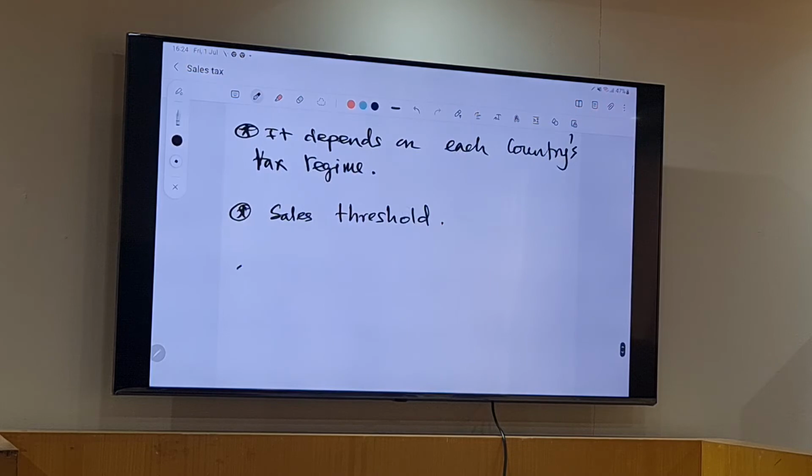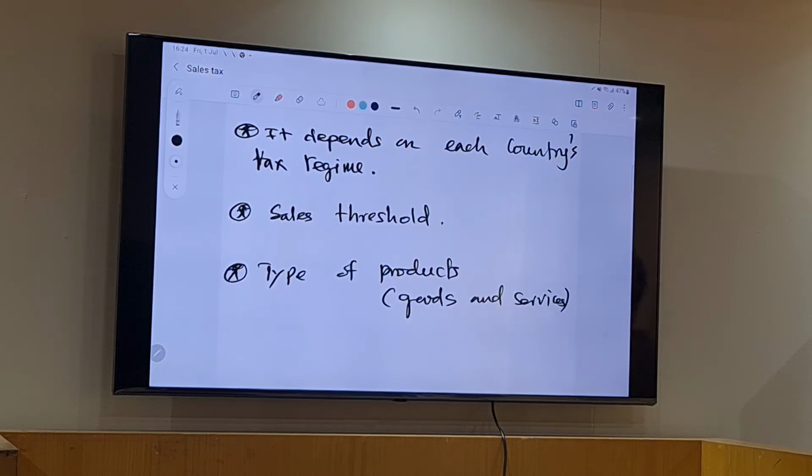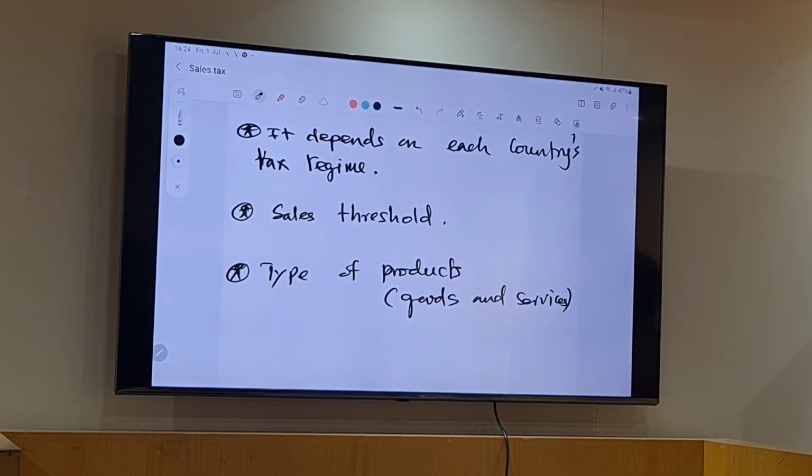And number three, for example, you are manufacturing drugs, meaning medicines, then you don't need to register. You are exempted. Or you are manufacturing food items, bread, bun, the day-to-day needs of the public, then you don't need to register. And also, you are producing something that is uplifting the economy of the country, agricultural, then you don't need to register, like that.